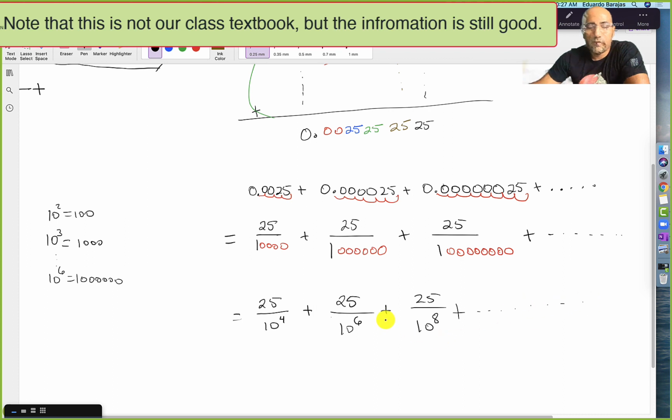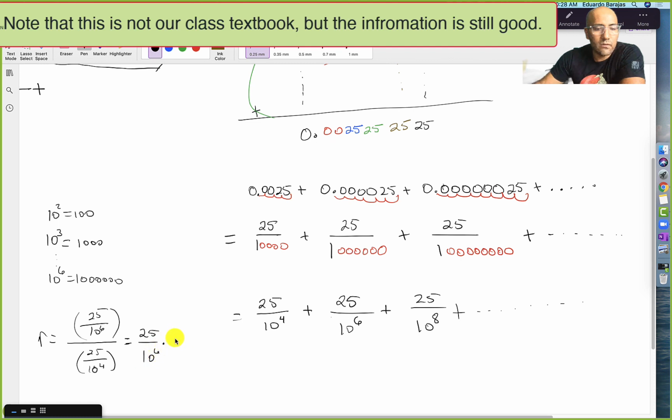Good. Okay, so now we see that this is a geometric sequence where this is the first term in my series, and then to get to the next one, I multiply by the constant ratio of 1 over 10 to the power of 2. You can also divide them. R equals 25 over 10 to the power of 6 divided by the one that came right before it, 25 over 10 to the power of 4. Which means that r equals 25 over 10 to the power of 6 times the reciprocal of the denominator, 10 to the power of 4 over 25. And now this cancels with that, and this reduces with that, so the whole thing just equals 1 over 10 squared.